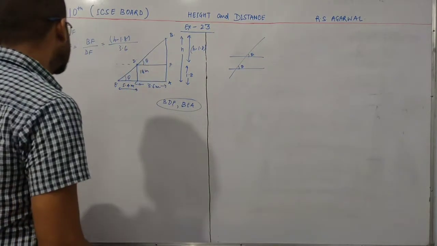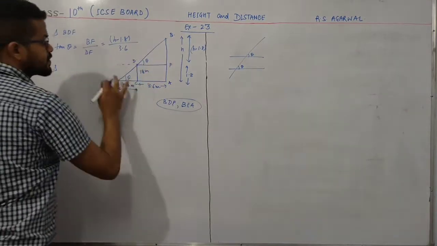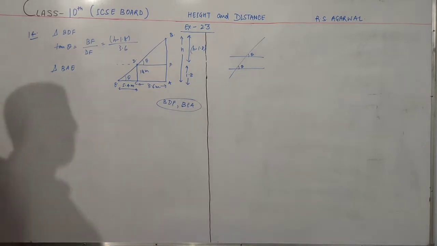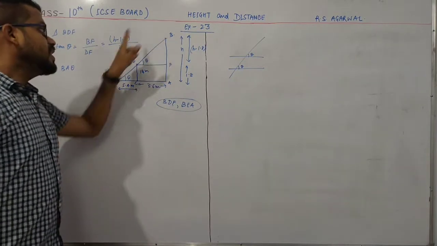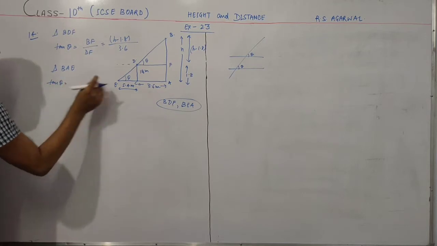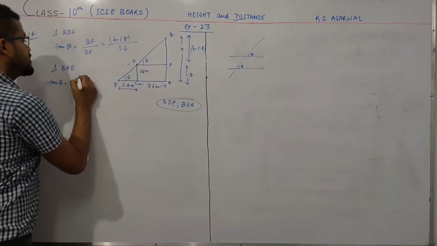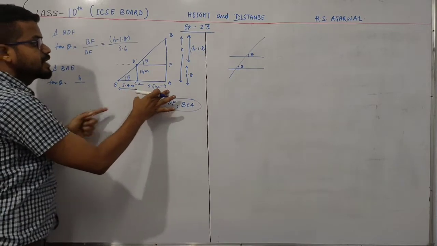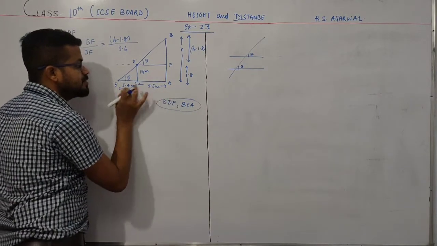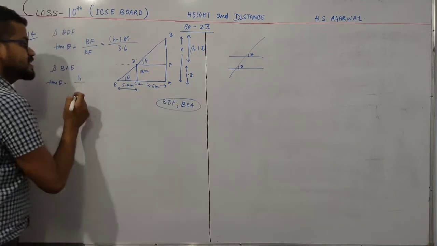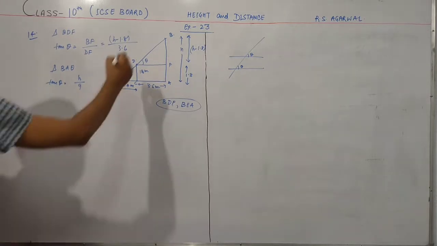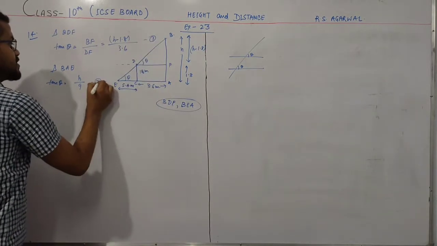Now again we use the right angle triangle. This is BAE. Okay, BAE. So in this triangle, I use tan theta. This is tan theta and this is height. So this is H upon this total base. If this is 5.4 and this is 3.6, so 5.4 plus 3.6 is 9 meter. Tan theta is equal to H by 9. This is equation 1 and this is equation 2.